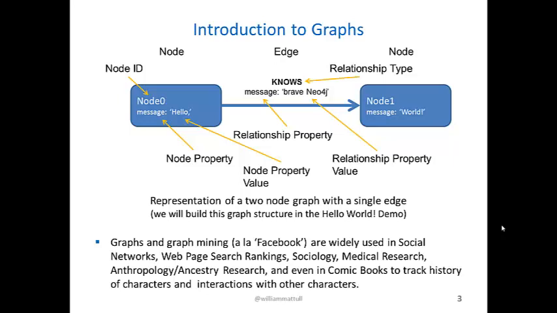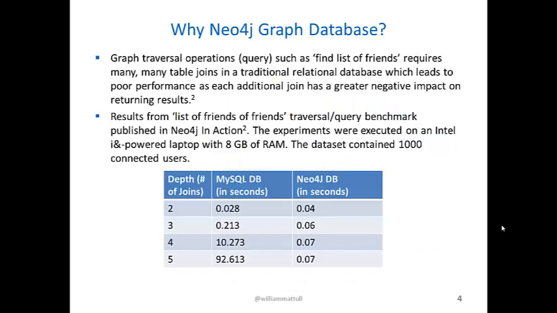The nodes have a property called message on both sides, and the relationship is of type knows, and it also has a property along with it called method. And graphs are widely used within Facebook, by Google, in sociology and ancestry research. And then there's even other obscure utilization of graphs by comic book companies and by Hollywood series.